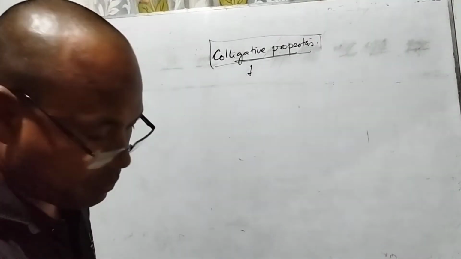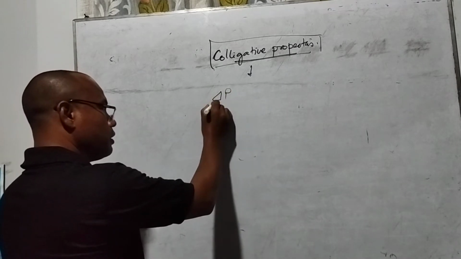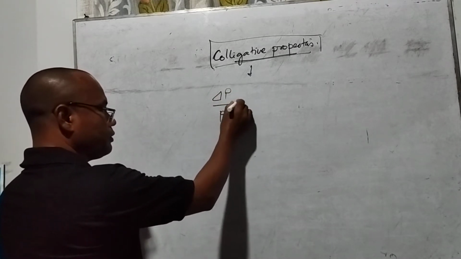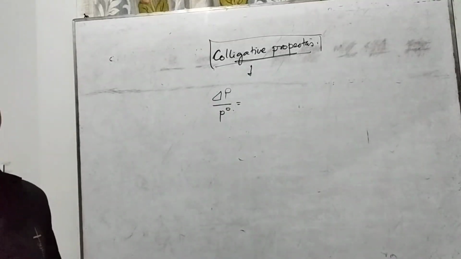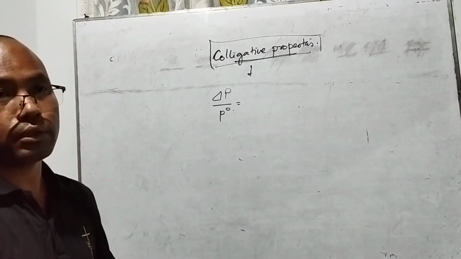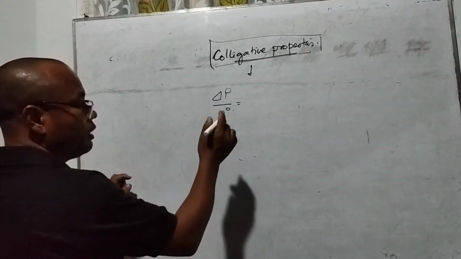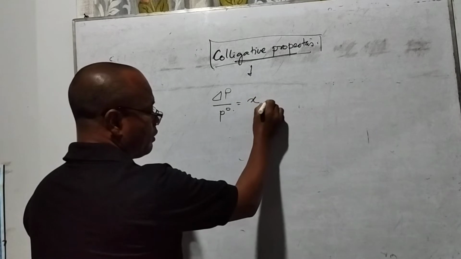See here, what is the most important mathematical expression here? What is this? This is the relative lowering of vapor pressure. What does it mean, that is the colligative property. Why is this relative lowering of vapor pressure a colligative property? Because it depends on the mole fraction of our solute.